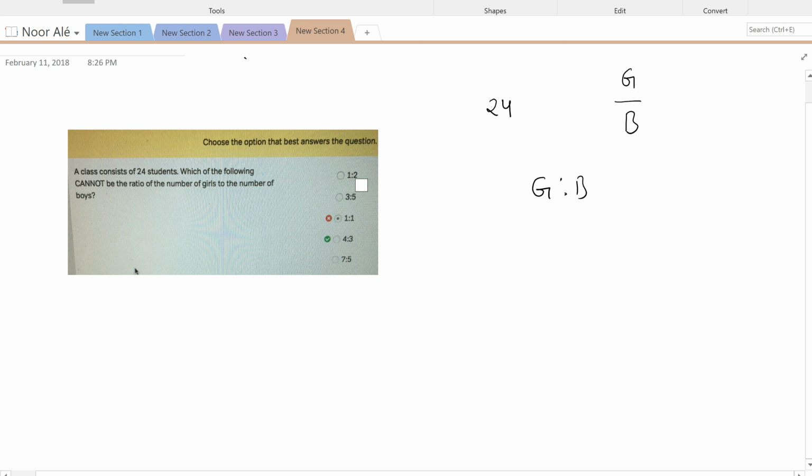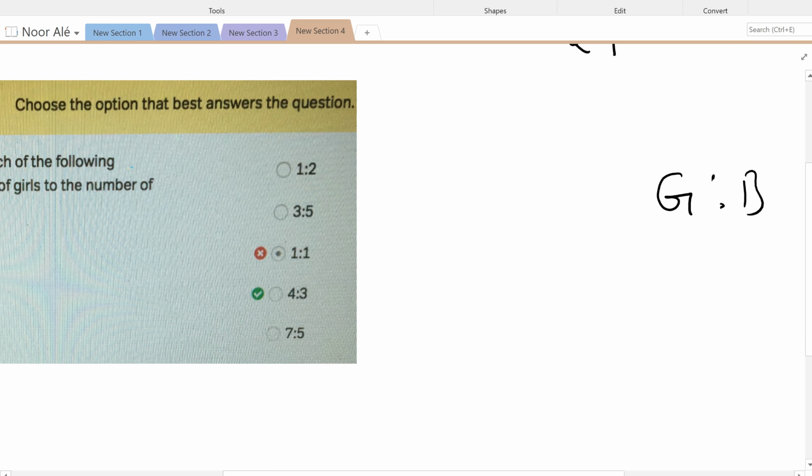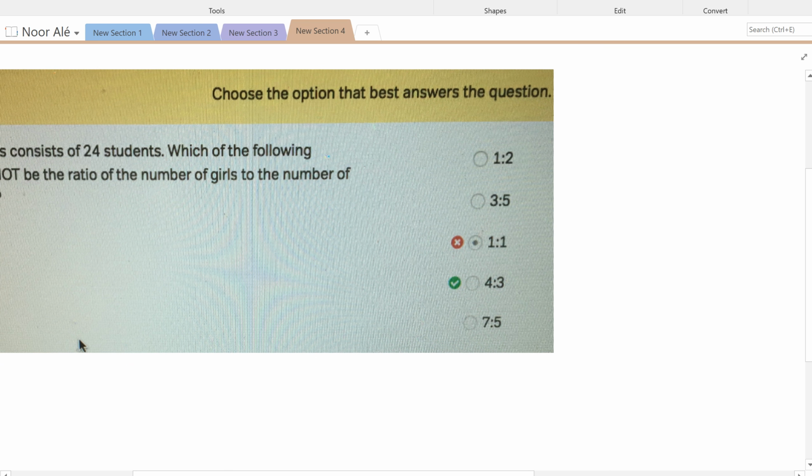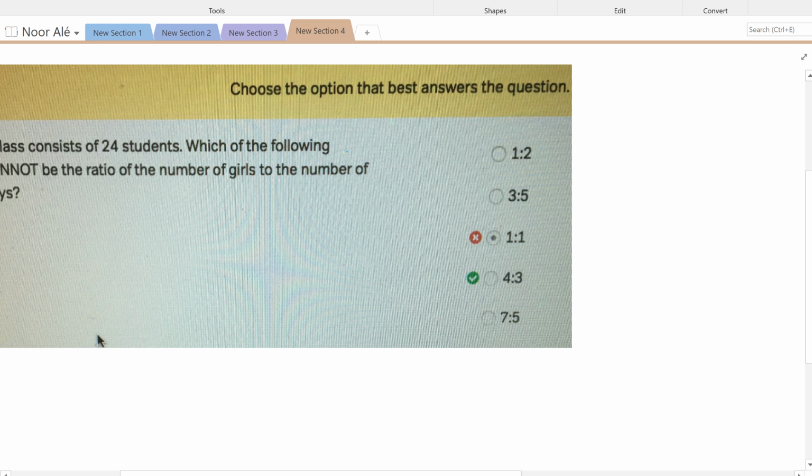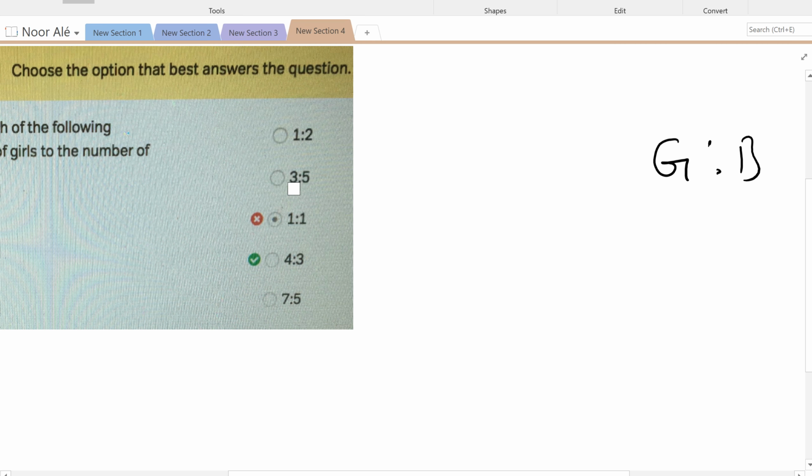And the boys are double of the girls. That's the meaning of that, right? So they're saying girls to the number of boys, G versus B. And now the girls are 3 and the boys are like 5. So that ratio. And then we have these ratios there, like 1 to 1. That means half of that, that's going to be 12 and 12, right?